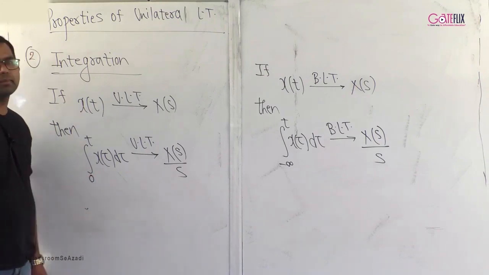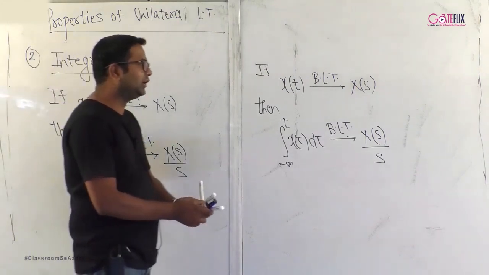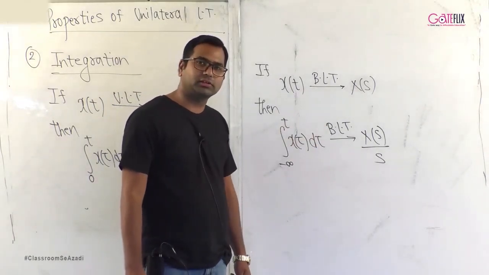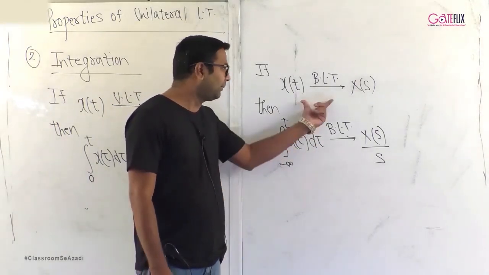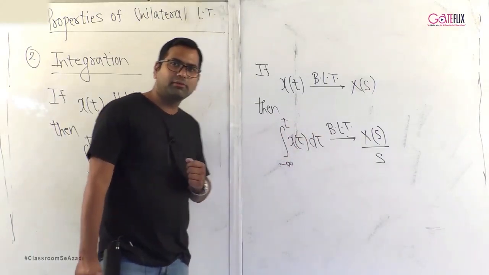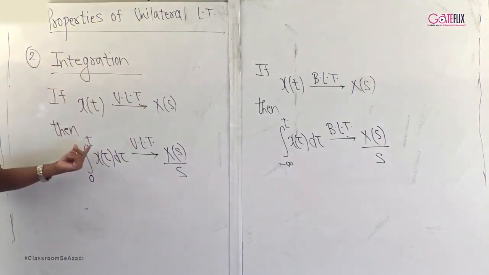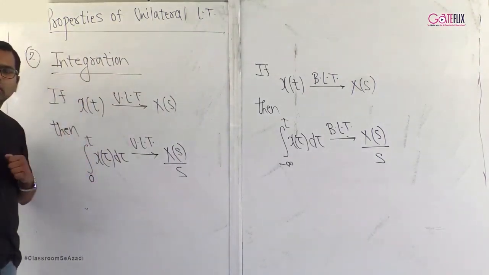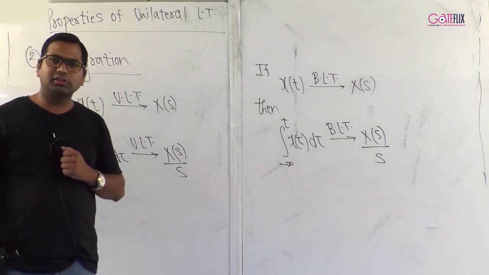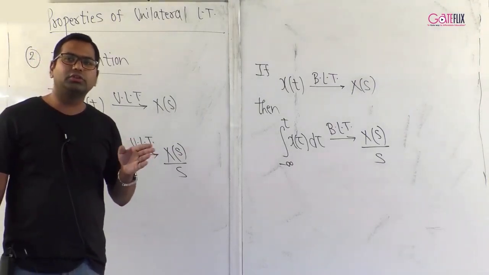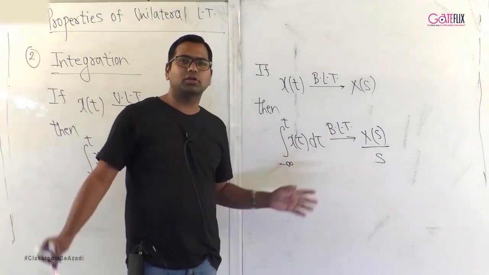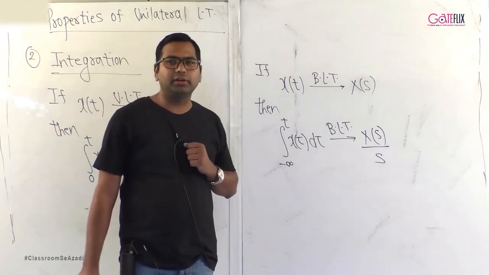What is different for bilateral? I have also written the integration property for bilateral Laplace transform so that you understand the difference. The only difference is that in bilateral we take the integration from minus infinity to t, whereas in unilateral the integration should be taken from 0 to t. Why do we take the integration from 0 to t? Because in unilateral we consider only that portion of the signal which is from 0 to infinity, whereas in bilateral we consider any portion of the signal from minus infinity to infinity.